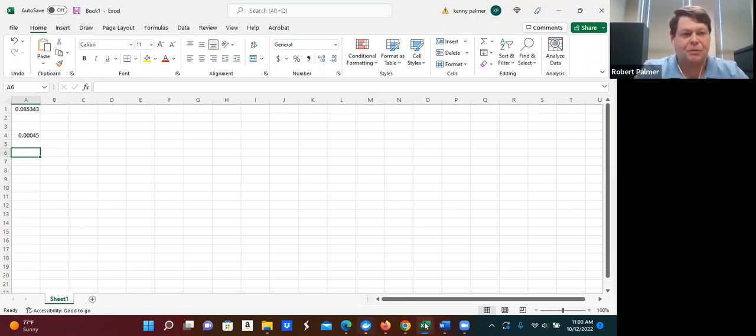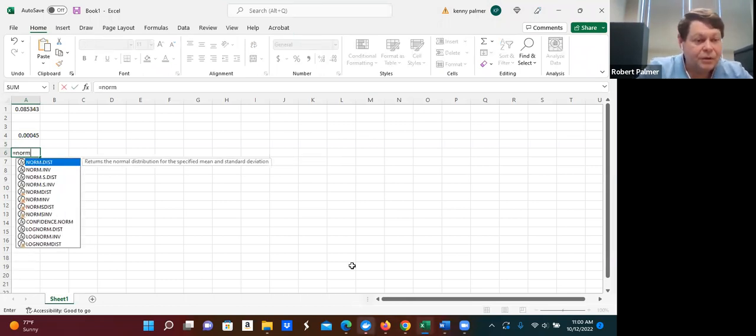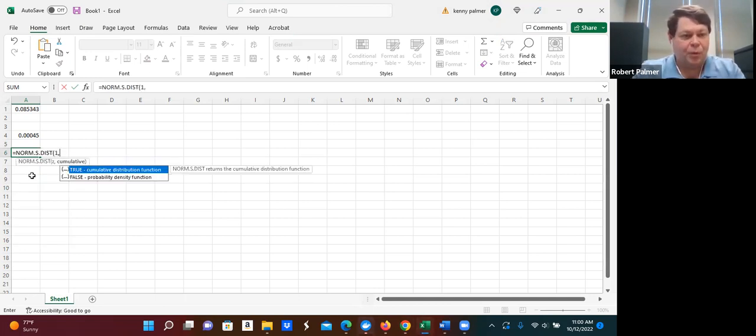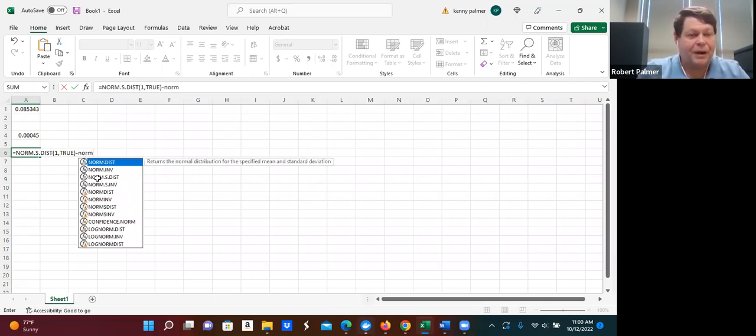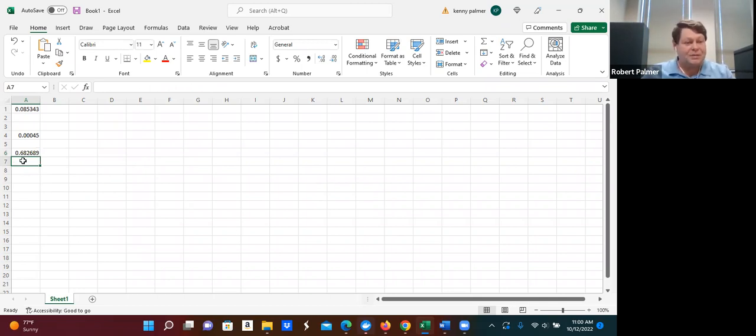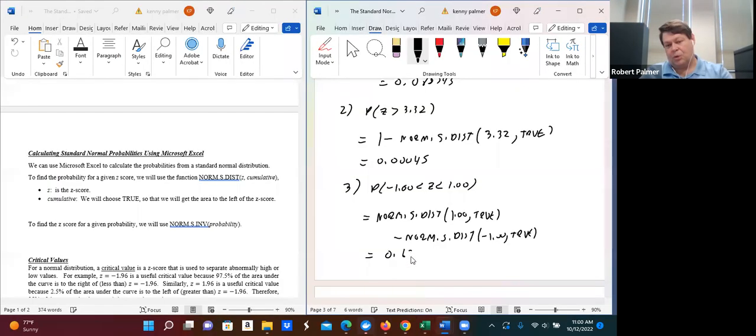Let's move down a bit so we have plenty of space. So this is equal to, start to type it in and make sure you don't go backwards. So norm.s.dist of 1, and then true. Then minus norm.s.dist of -1, and once again true. And so this gives a little more accuracy: 0.682689. So the same thing. And so we can use Microsoft Excel as well. It's good to be able to understand how to use both in case you need to use either one.